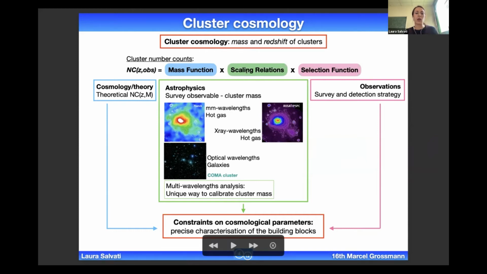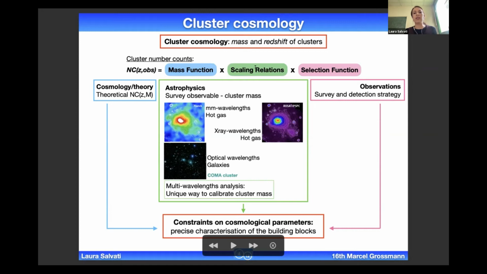Finally, the ingredient that I will focus on for the rest of my talk is the scaling relations between the survey observable and the cluster mass. This is because we are never able to measure directly the mass of the cluster. For example, here you have images of the Coma cluster in the millimeter and X-ray wavelengths. In these cases, we are targeting the hot gas. While if we observe clusters in optical or near infrared wavelengths, we are actually detecting galaxies. So we need to relate these quantities to the cluster mass. This is done through the scaling relations, which represent the interplay between astrophysics and cosmology in the formation and evolution of large-scale structure.